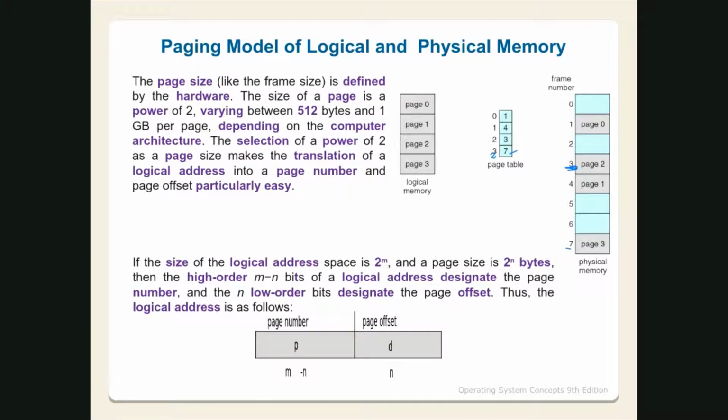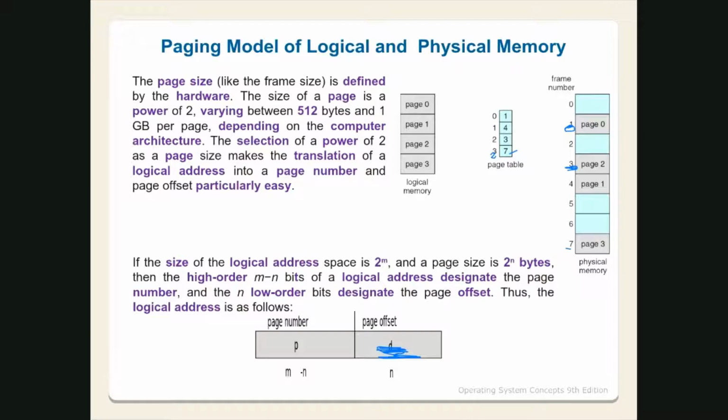But inside which location? In this frame, which location? Which location means which byte I am referring to. That depends on the offset. This is the one I was telling. So that depends on the offset. Fine. So this is about comparing or matching the logical address to the physical address.